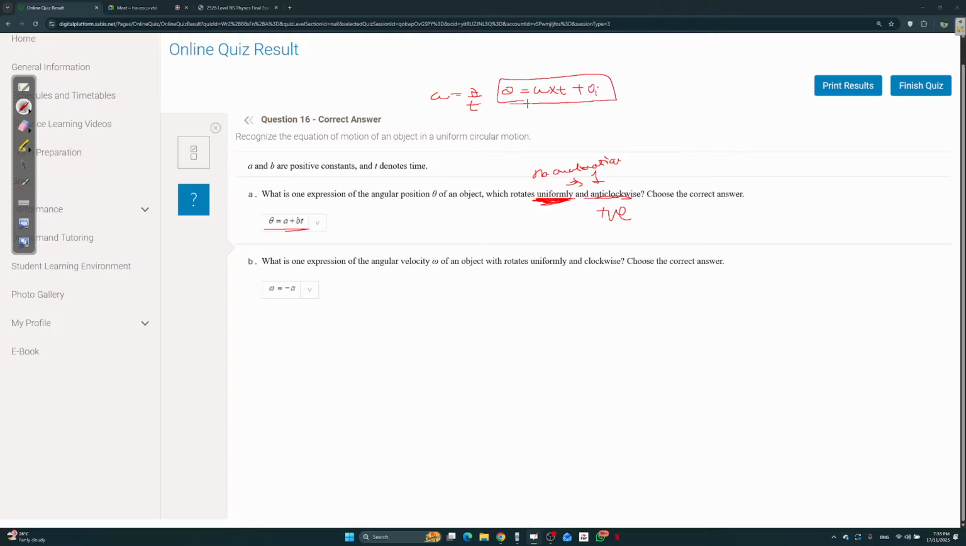This is easy. Now, when they want the angular velocity, if it's uniform, then it should just be a constant, right? If you're rotating uniformly, that means you have constant velocity, right? Constant omega, right? So that means omega will just be equal to a number a. But since it's clockwise, that means it's negative. So it means it's negative a.